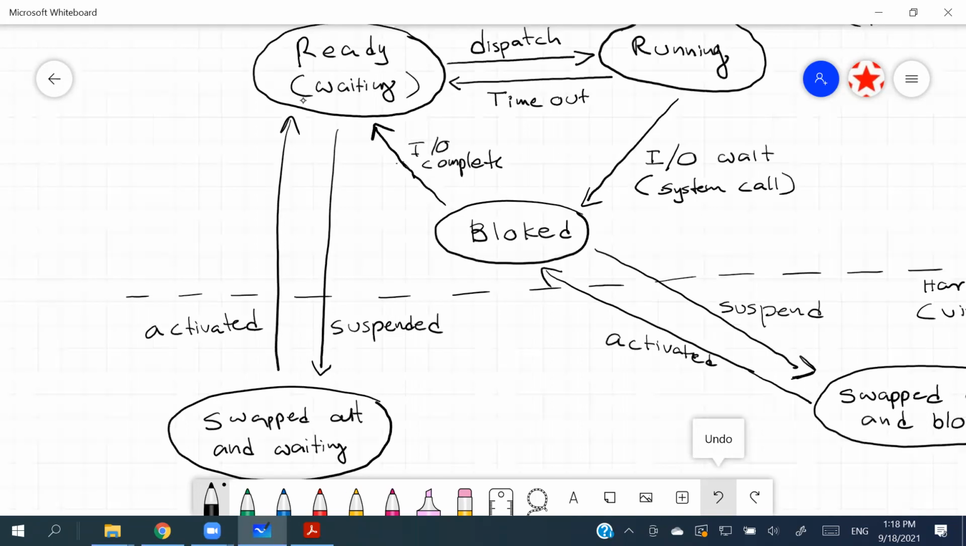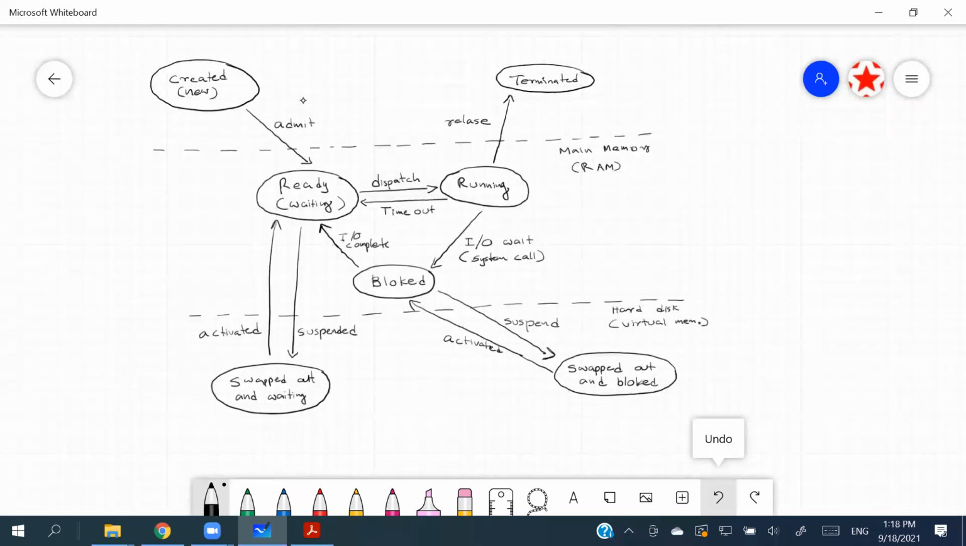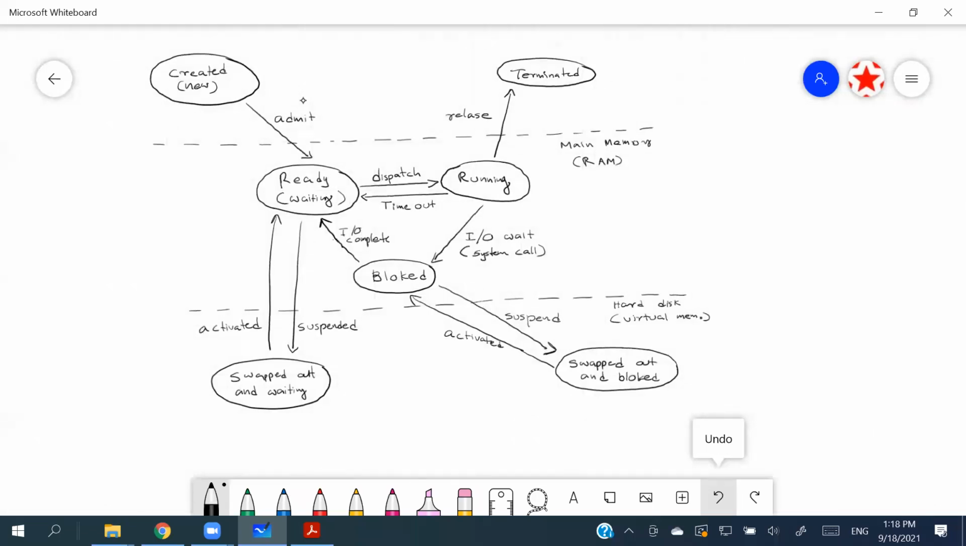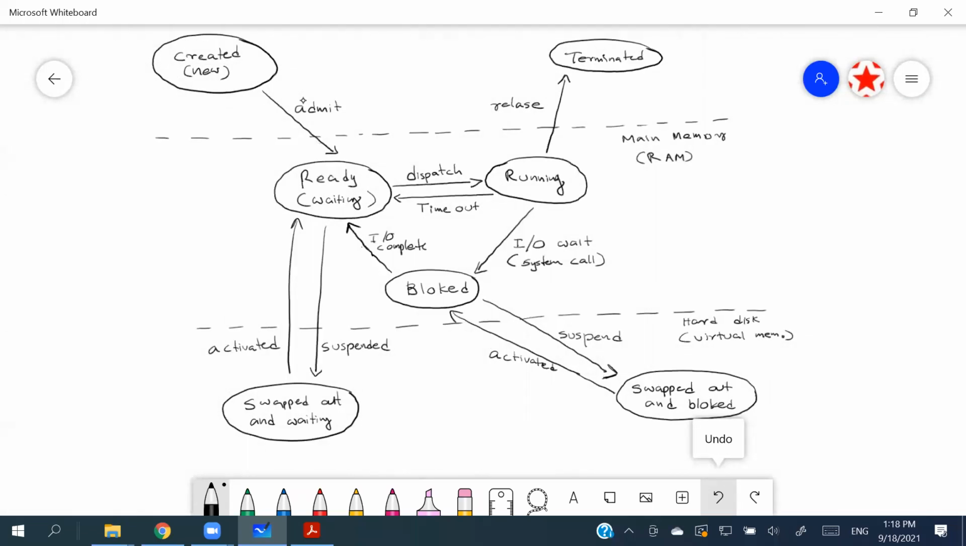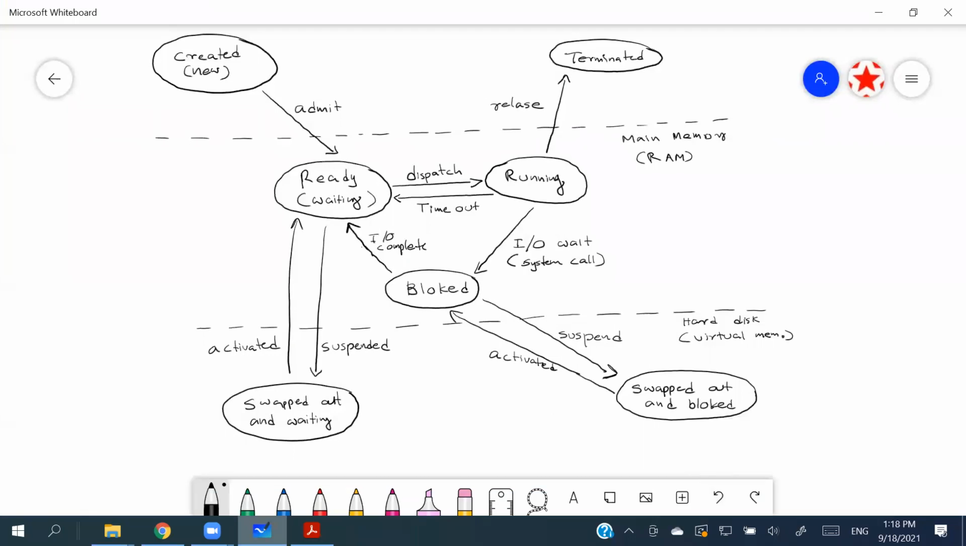Now look at the picture. We have the picture in our notebook and there are some more parts to be filled out. So what is going on? Now think about these blocked state processes. It can be in the RAM because of being blocked. It can be inside the hard disk because it is being swapped.